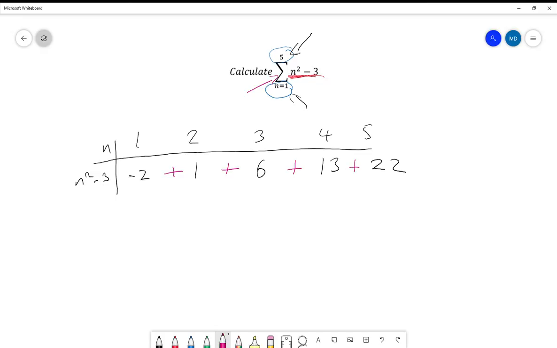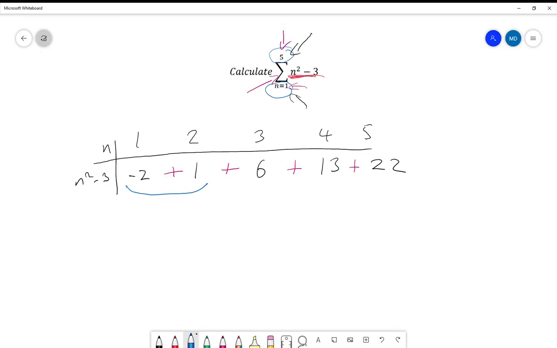So this is how sigma notation works. Literally just look at the bit after the sigma and write it out as a sequence, making sure you start at the bottom number and end at the top number. And then once you've done that, add them up. And now we can do that. We can actually work out what that is.